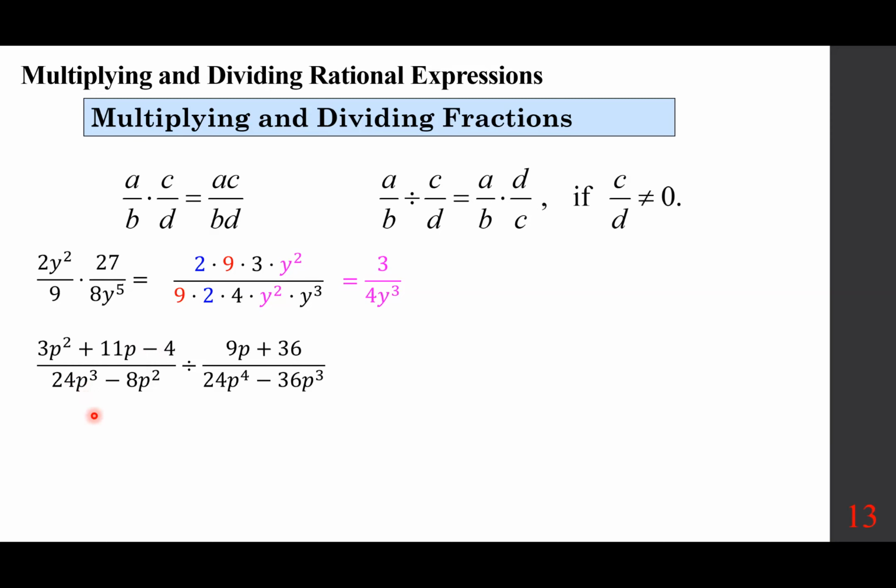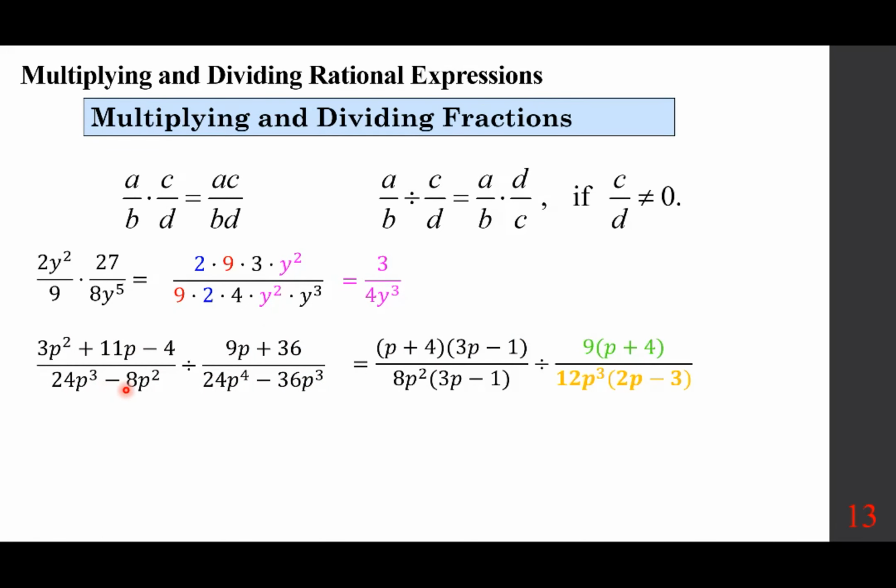This one, 24p cubed minus 8p squared. Obviously, 8p squared is in common. This one, you put it in the denominator, 9 is in common. This one, you put it at top, 12, because between 24 and 36, 12 is in common. p cubed, 12p cubed. So this one is p plus 4 times 3p minus 1. This one, take a common factor of 8p squared. This one, take it down. Let me just do this.